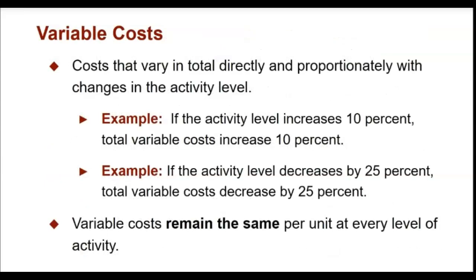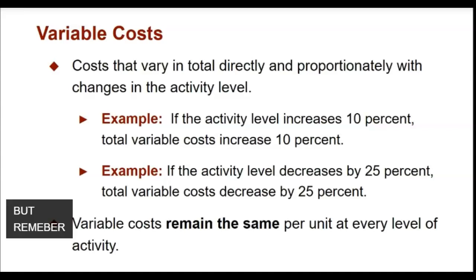Now, a variable cost is a cost that will change in total, directly and proportionally with changes in level of activity. If sales levels increase 10%, total variable costs will increase 10%. If the activity level decreases 25%, variable costs will decrease by 25%. However, on a unit basis, a variable cost remains the same.